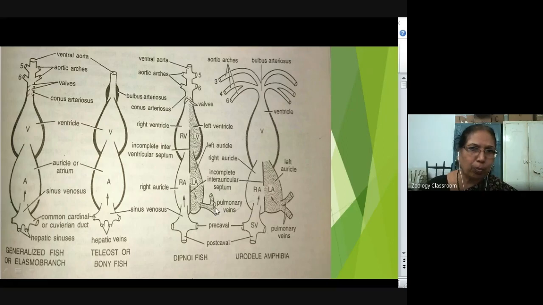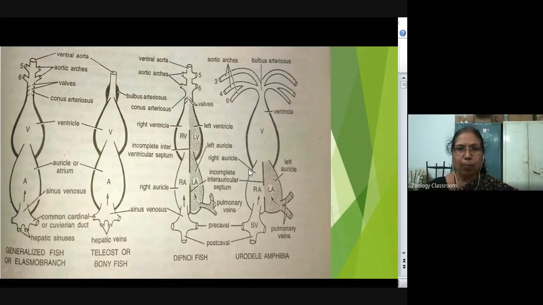At the same time, the pulmonary veins, which collect blood from the lungs, open into the left auricle. In between them there is an incomplete partition, the interauricular septum and interventricular septum. So there is a mixed blood supply to body parts. Similar valves are present in the conus arteriosus. So in dipnoid, a lung is formed, and pulmonary circulation and pulmonary veins are formed.